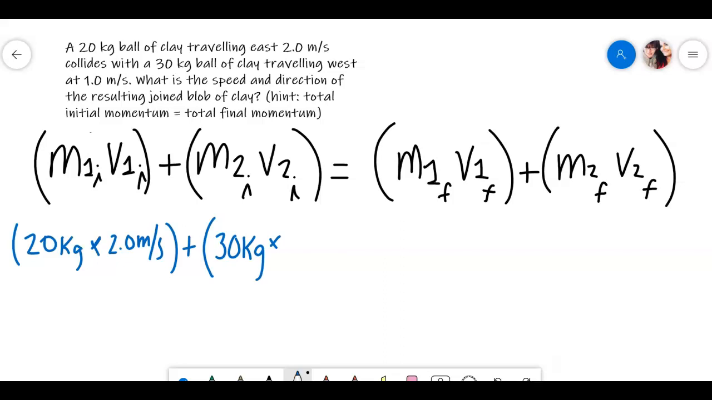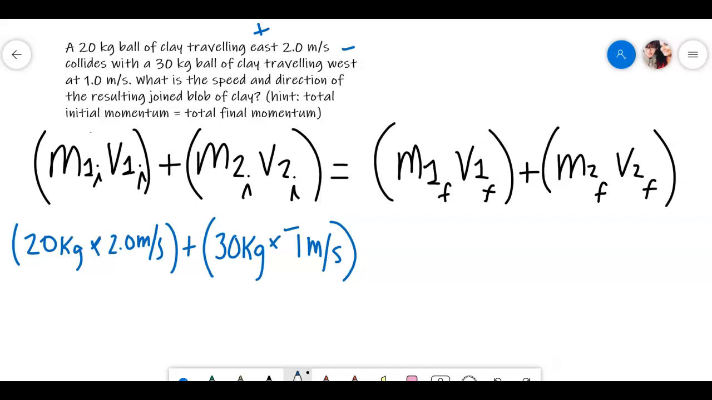Now, because the direction is opposite, the first direction was east, the second direction is west, so I'm going to call this a negative 1 meter per second, okay? And I'm doing this because that tells me the directionality is the opposite of the first one. First one was east, second one is west. In this case, I'm calling east positive and west negative. That just allows me to make sure that I cancel out where it's appropriate.